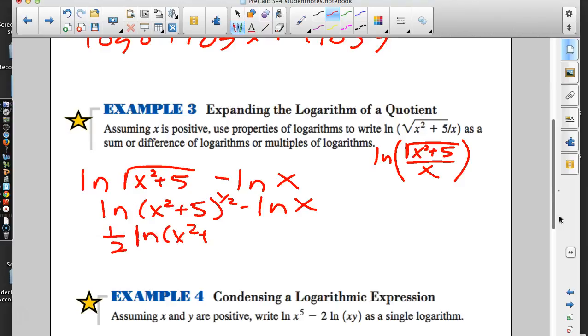Now here's where people always have trouble. Should we be separating that x squared plus 5? Nope. Remember, these were grouping symbols. That grouping has to stay here. So we're not going to separate the x squared plus 5. We took care of the division. We took care of the power that was there. It's expanded. That's what we could do with that one.